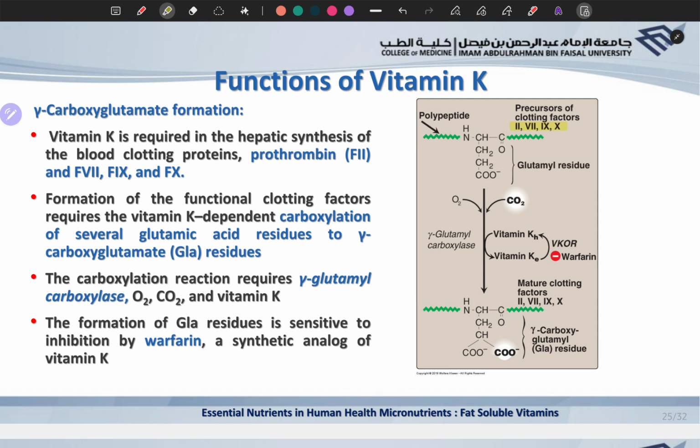This vitamin K dependent gamma carboxylation is inhibited by the oral anticoagulant. Have you heard of warfarin? Yes. Warfarin is an oral anticoagulant. How does it act? It acts by inhibiting the vitamin K dependent gamma carboxylation of the 4 clotting factors, that is 2, 7, 9 and 10. I hope it is clear.